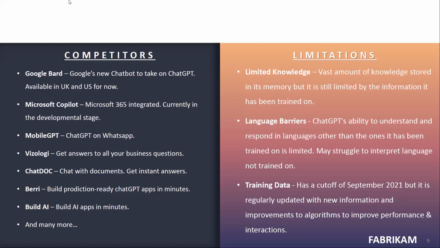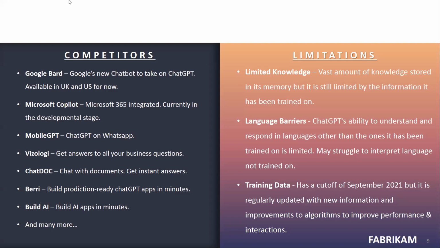Now, ChatGPT is not the only system out there that does this. Let's look at some of the competitors. Google Bard. Google Bard is out, and I jumped on it, but I was told that it's not available in Australia at the moment. It's only available in the UK and the US. It's Google's new chatbot to take on ChatGPT. So there's some competition with Google as well. And I believe this is also going to replace, maybe in the future, Google search.